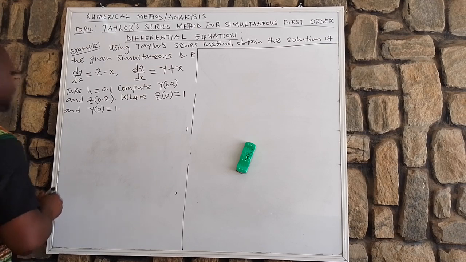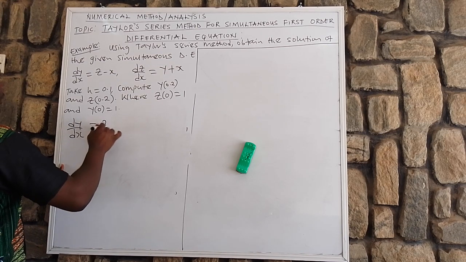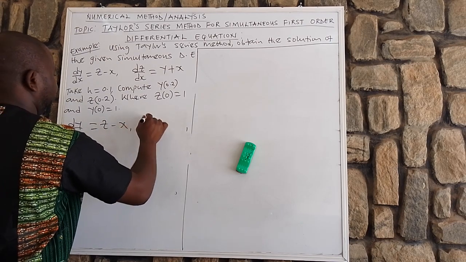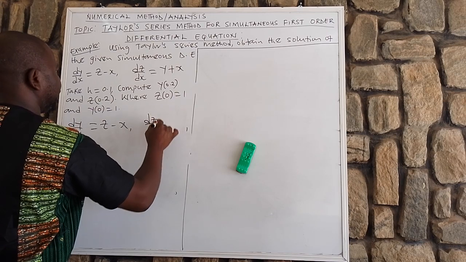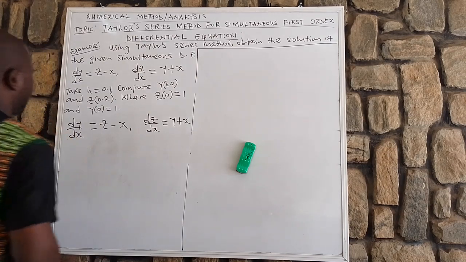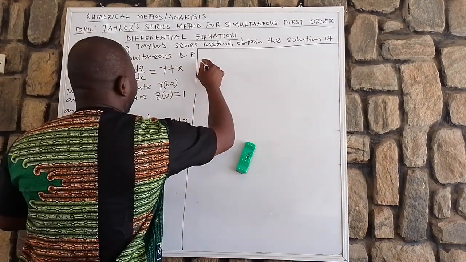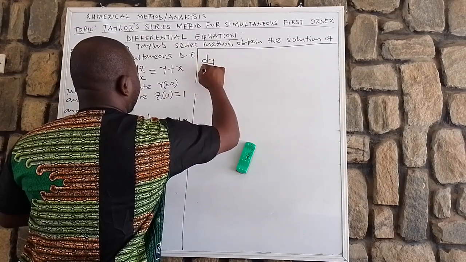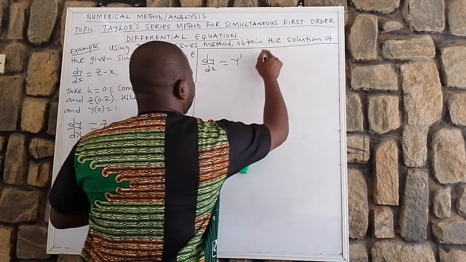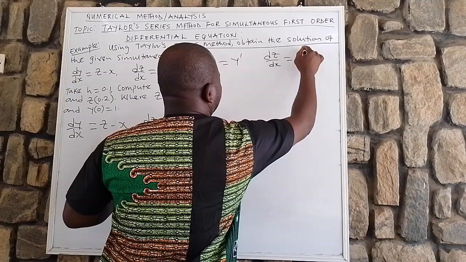Now dy over dx is equal to z minus x, and dz over dx is equal to y plus x, isn't it? Now, in the other video I said if we have dy over dx, this is the same thing as y prime. Likewise, dz over dx is the same thing as z prime.